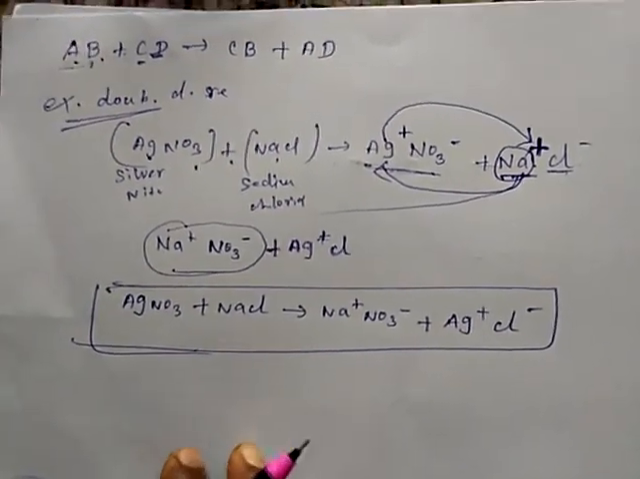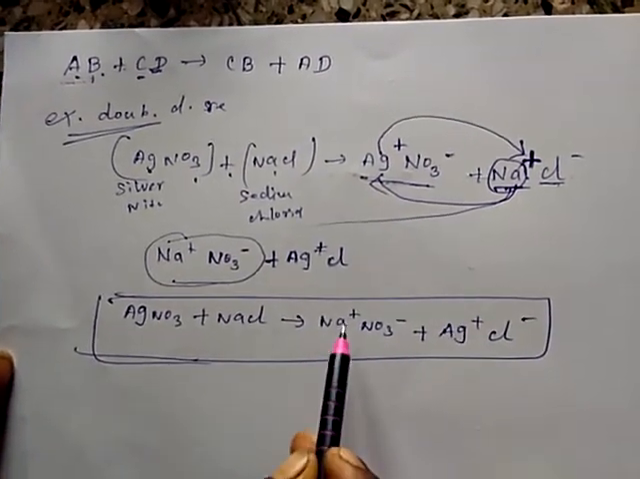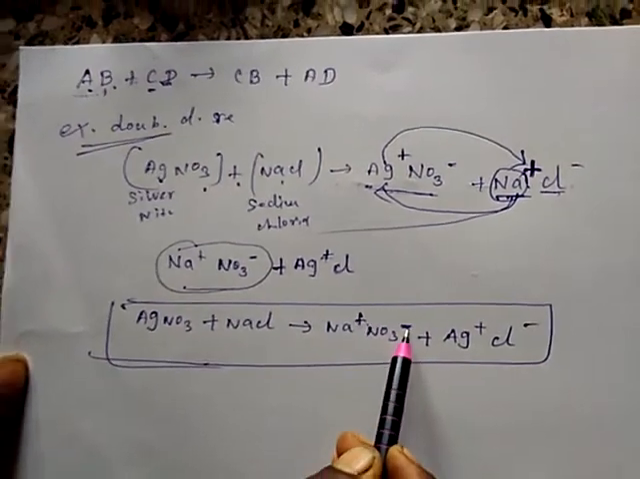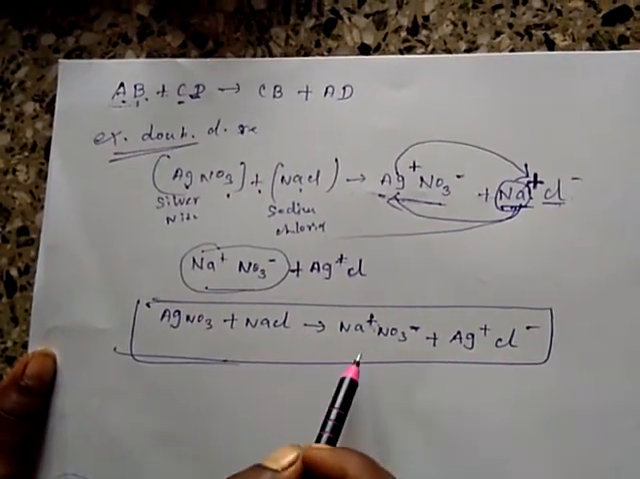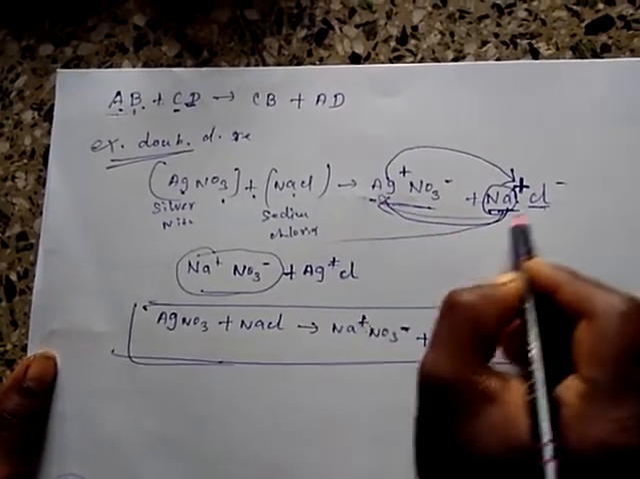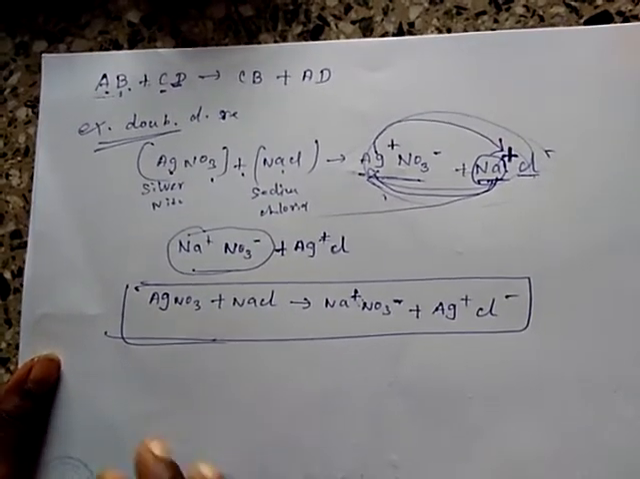This is also called a double displacement reaction. Remember, exchange only the cations or the anions. Don't exchange both cations and anions, otherwise you will get back the original reactants. Another example.